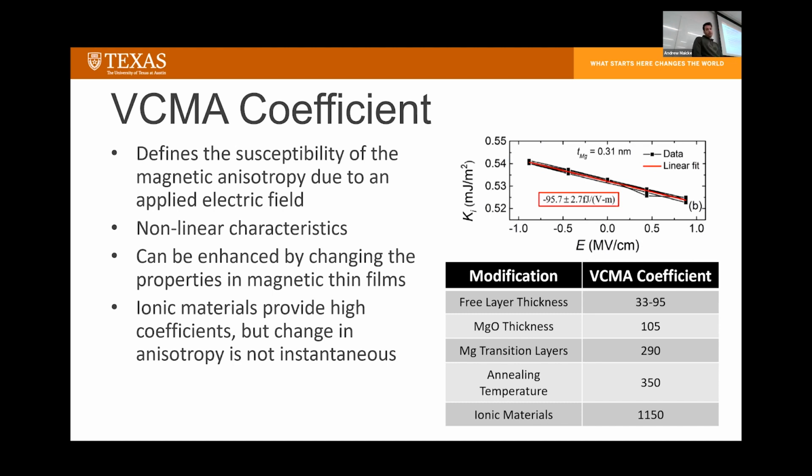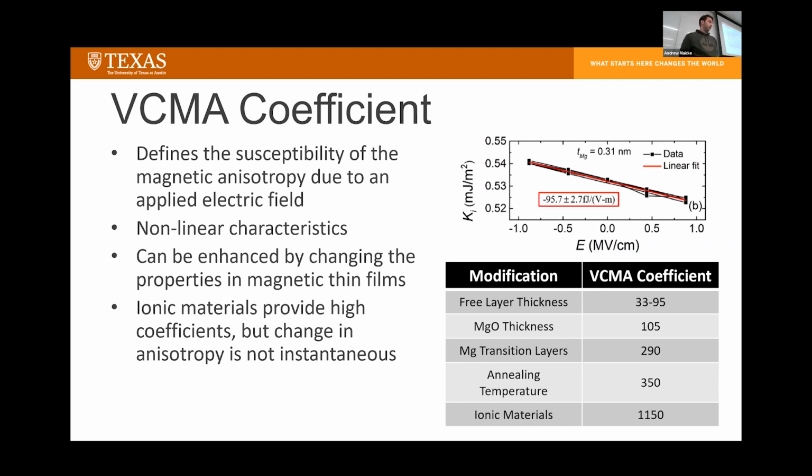That's shown on the top right figure, where you find the coefficient by plotting the anisotropy against the electric field and taking the slope, which is the VCMA coefficient. This plot does not show it, but there are actually nonlinear characteristics to VCMA, meaning the anisotropy will not go to zero. It does start to bottom out, which normally happens when the field goes beyond plus or minus 1 in the graph.